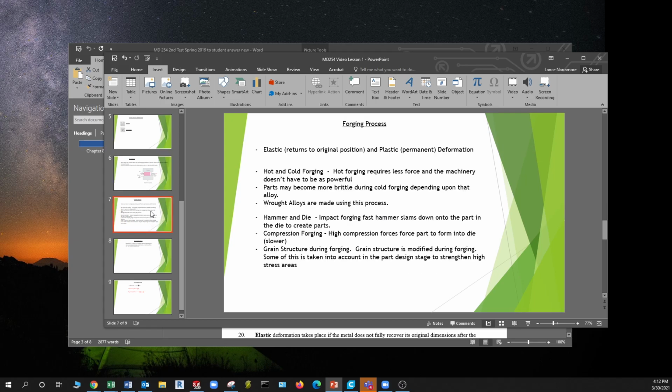And what we're going to get into now is the forging process. So we've touched a little bit on elastic and plastic deformation, so we're going to review that. Remember, elastic is like a rubber band: if you pull on it or load it, it's going to return to its original position. And a plastic deformation would be like a tubing bender. Once you bend it past a certain point, it's going to stay bent. That would be a permanent deformation, so it's not going to spring back.